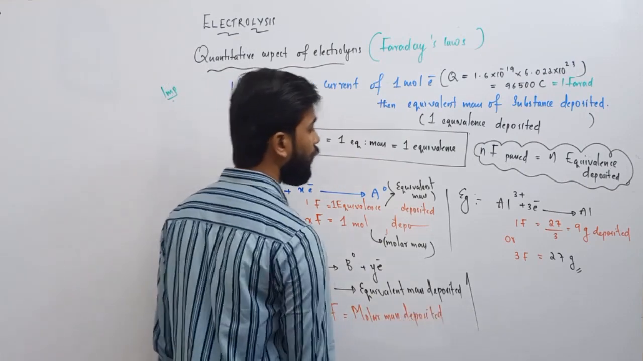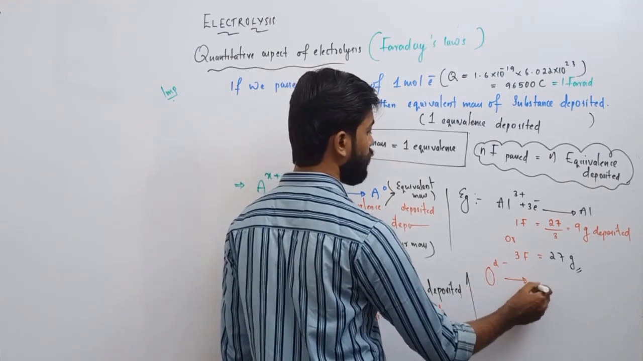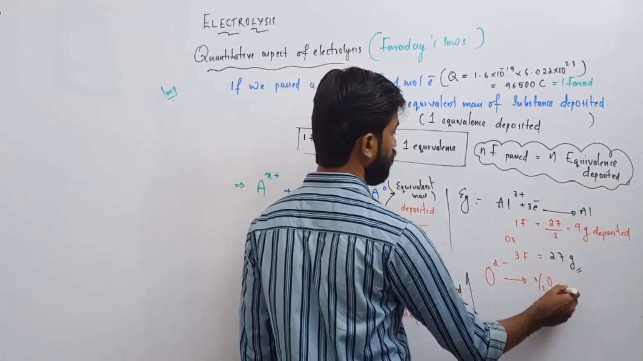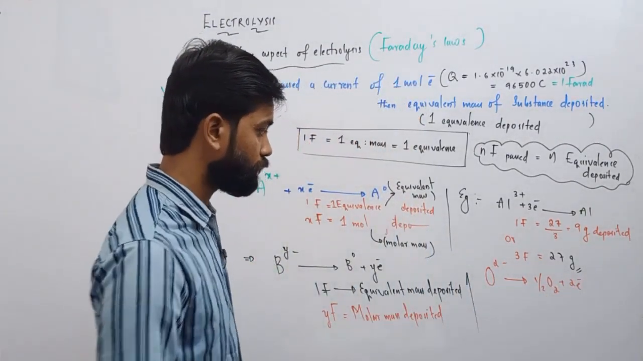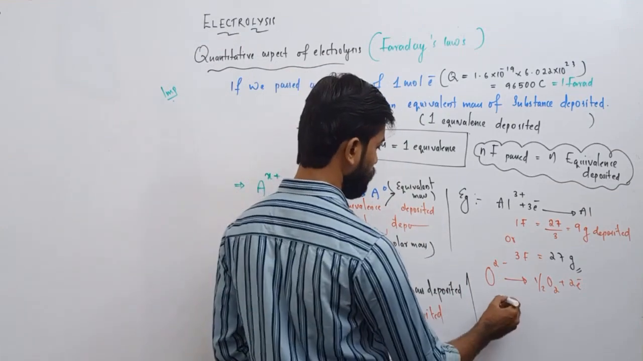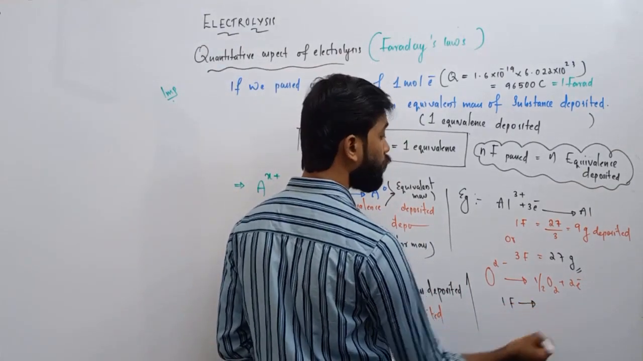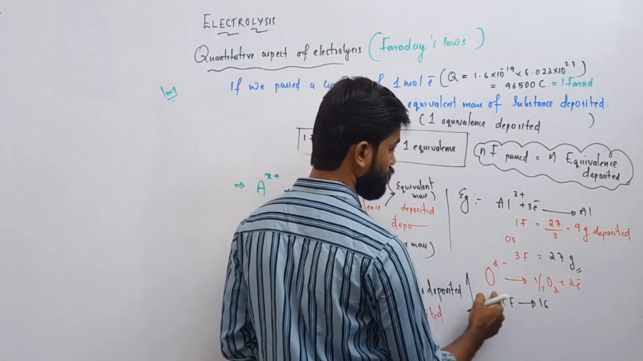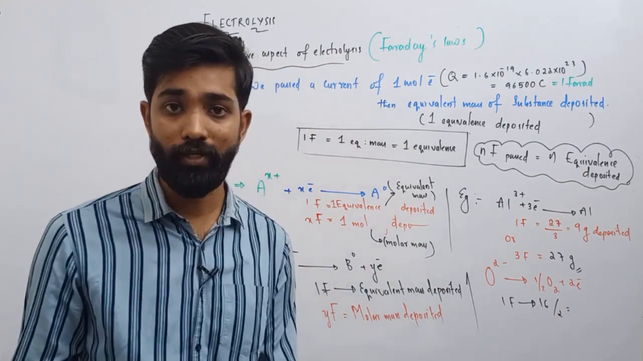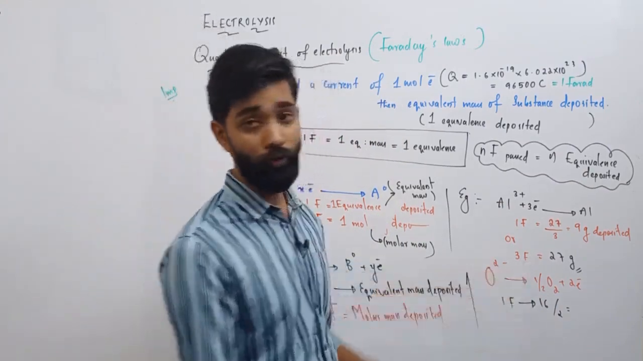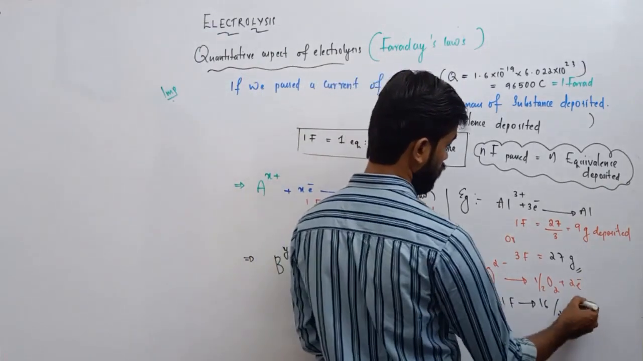Is it okay? I'll give you one example. Let's say I have O2 minus, and we all know that O2 minus becomes half O2 by the liberation of 2 electrons. So if 1 faraday is passed, the equivalent mass is deposited. The equivalent mass of oxygen is 16 divided by 2. We all know that equivalent mass is molar mass divided by n factor. The n factor for an anion, I think you are familiar with, is 2, so 8 gram.